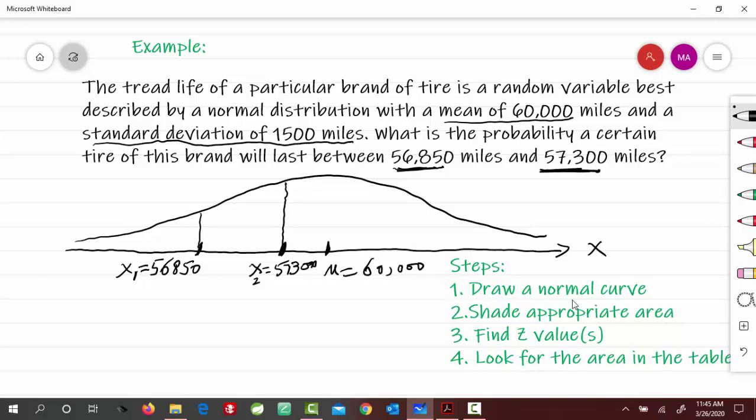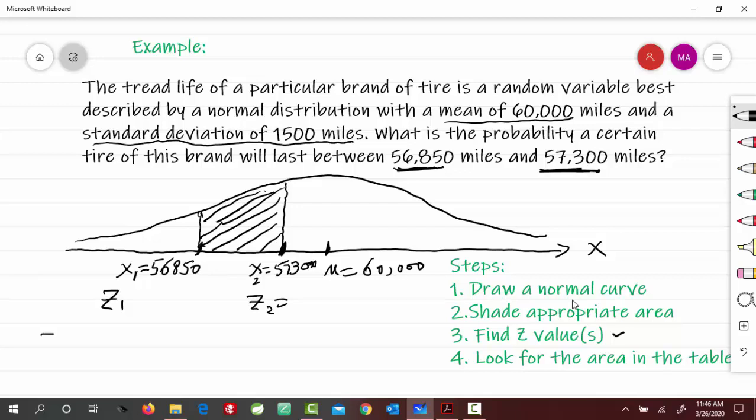So that's step 2. So we have to shade the appropriate area. We have to appropriately label the area. The next step is find z values. So we would have two z values, z1 corresponding to x1 and z2 corresponding to x2.